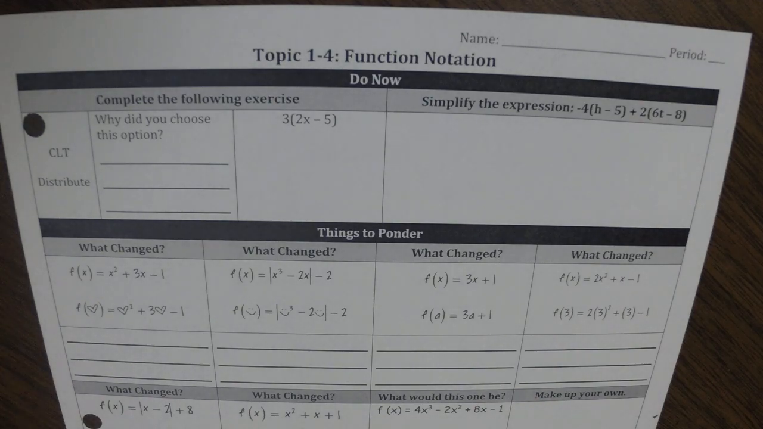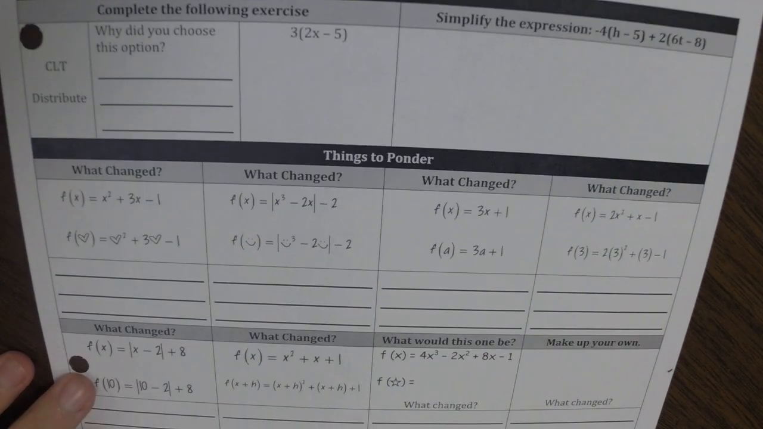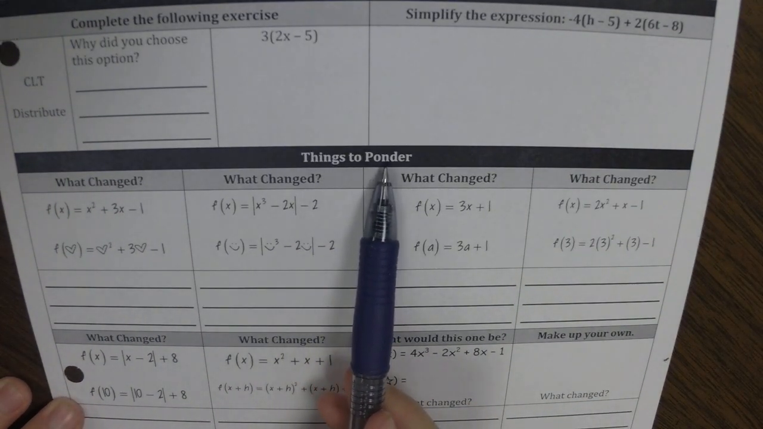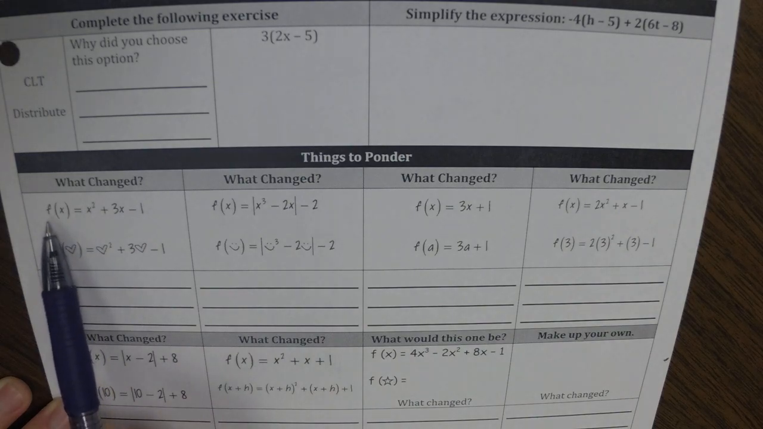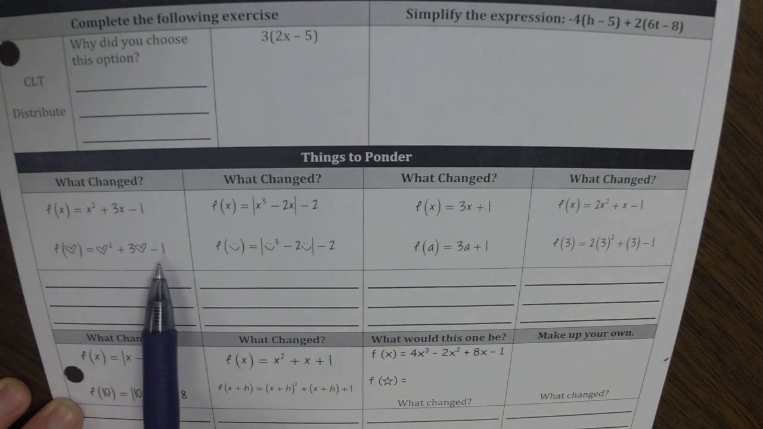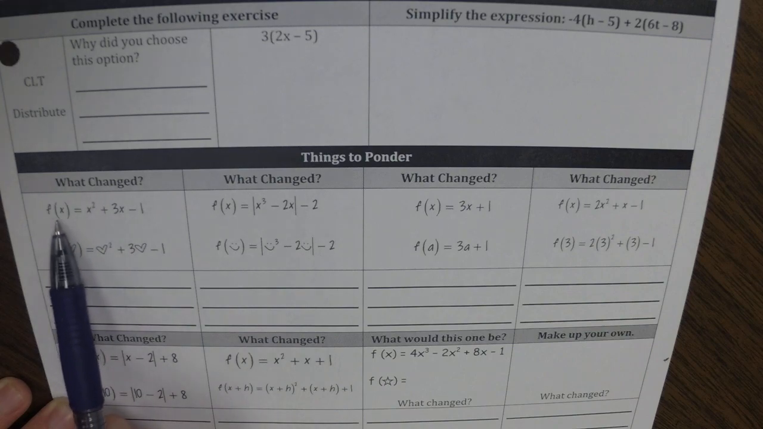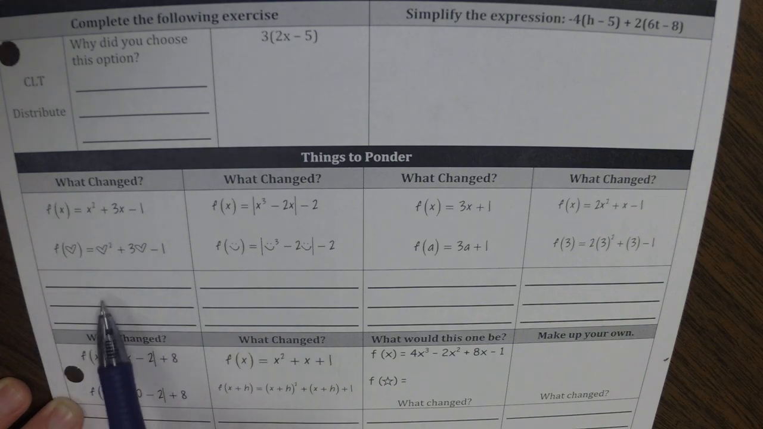Okay, so after that, this one is a little bit different. If you look down here, it says things to ponder. And what I want you to do is look at the first equation, and then look at the second equation, and then tell me on these lines what changed. So again, look at this equation, and tell me what changed.